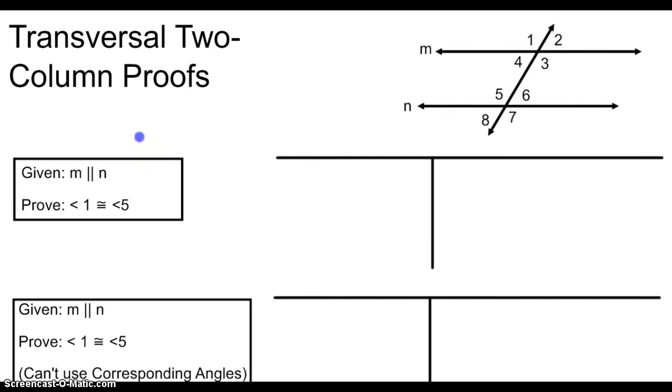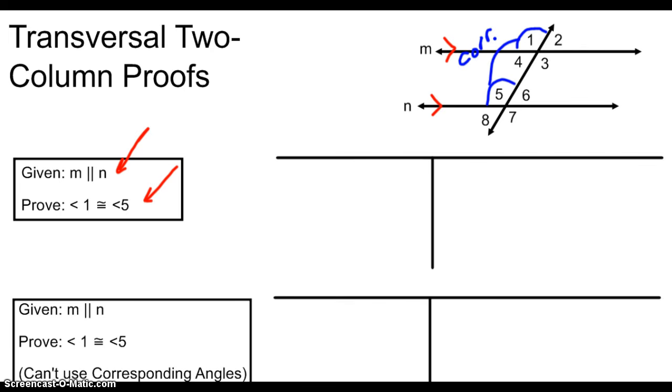So just like the other proofs, we have a given and what we're trying to prove. For this first one, given m is parallel to n. Let me mark that in my diagram. And we're trying to prove that angle 1 is congruent to angle 5. So let me mark those right there. I'm trying to prove that those two are congruent. Well, wait a second. They're corresponding angles, and I know that corresponding angles are always going to be congruent. So those two are connected because they're corresponding angles. And that's all I need to do the proof.